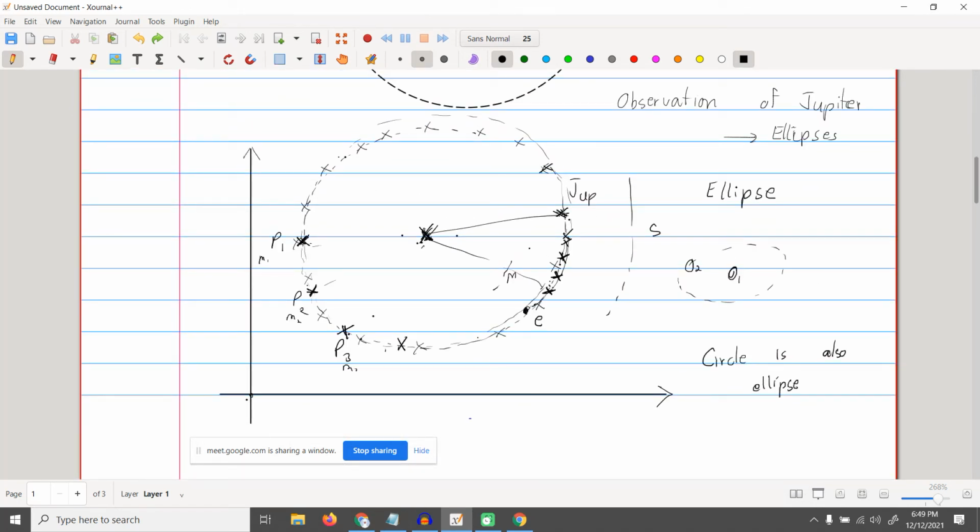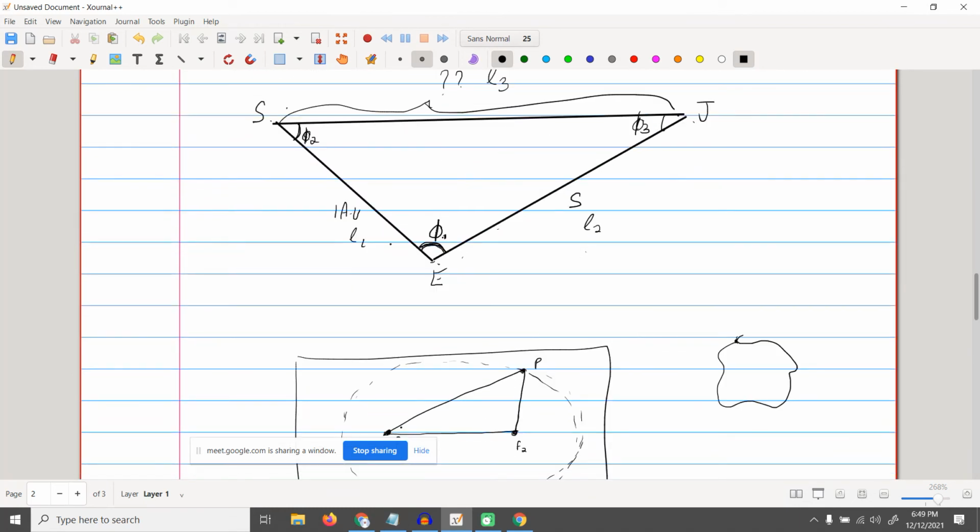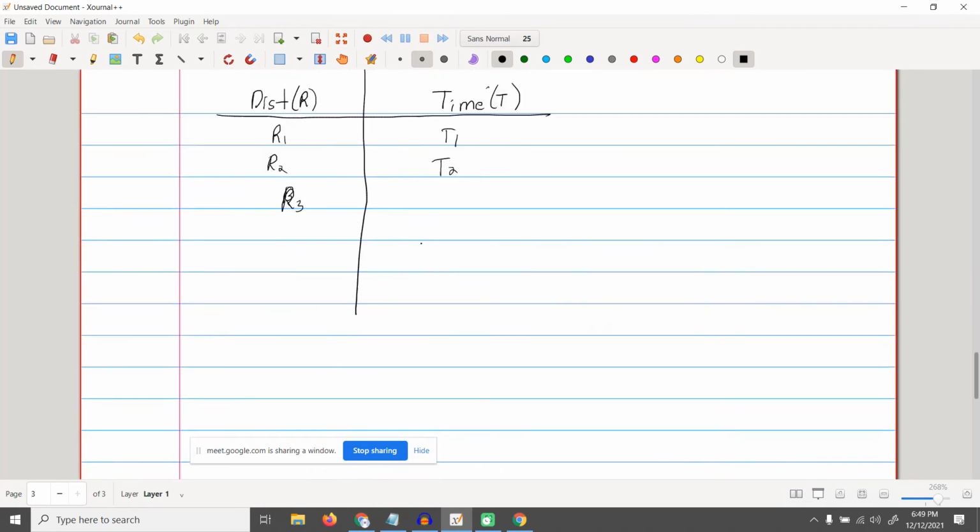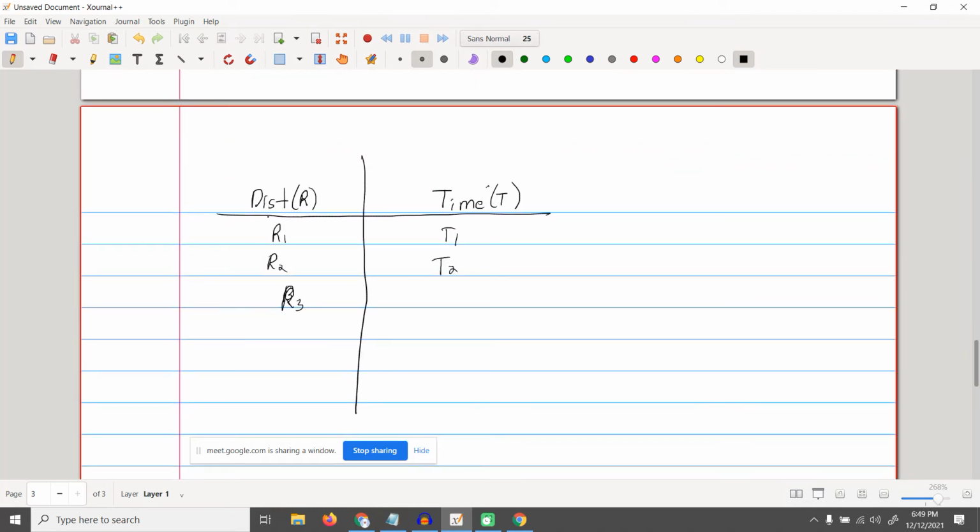So just from plotting, you will find out how much time Jupiter takes to come back to the same position. How much time does Mars take to come back to the same position? You already have the distance over here. So this data you have already plotted. So can someone tell me the distance of different planets and their time period?